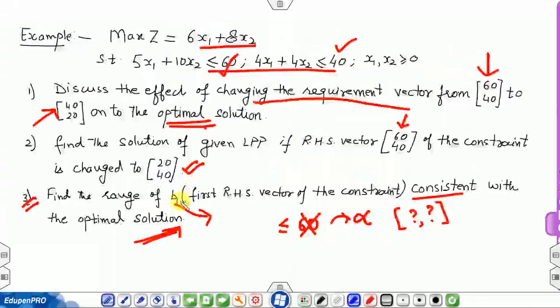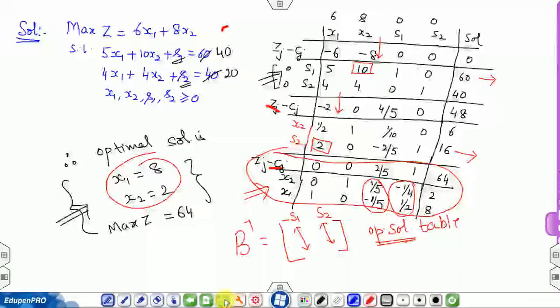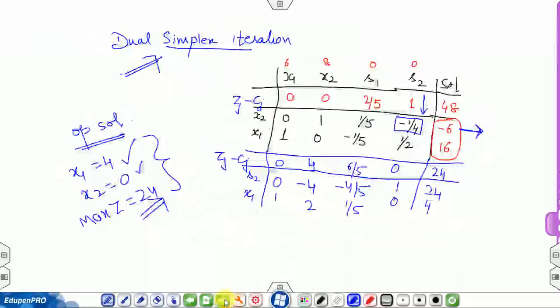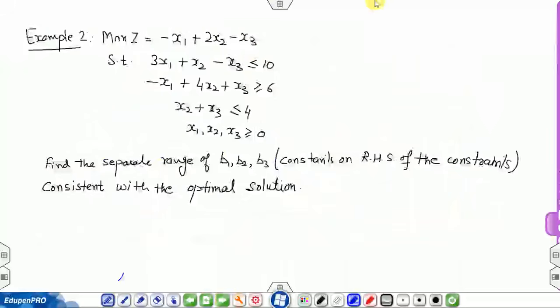Okay, so in order to move on to the third part, that is what is the overall range of the B1 or B2, before we start this third part, I will move on to the next example first and then come back to this problem. So say maximize this subject to the three different constraints, and you have to find the separate ranges for the b1, b2 and so on.